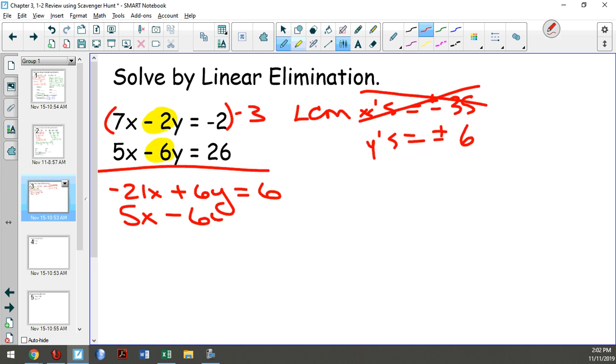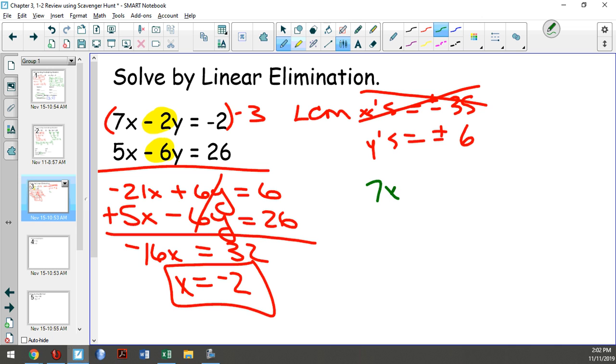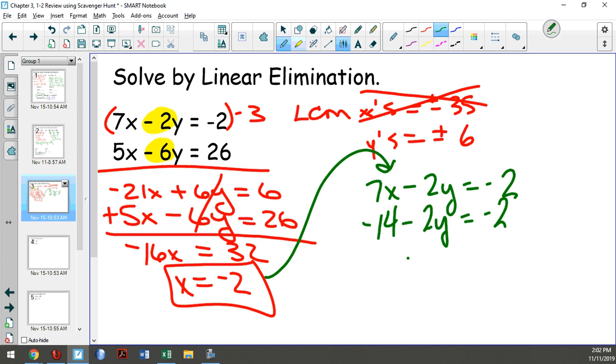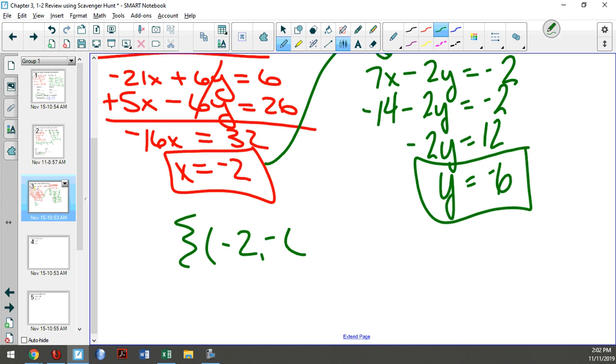Drop down the bottom equation, not changing it, and simply add straight down. Negative 16x is equal to 32, so x is equal to negative 2. So after I find x, how do I find y? Plug it into any of the equations. So I'm going to have 7x minus 2y is equal to negative 2. I'm going to go ahead and plug this in. That gives me a negative 14 minus 2y is equal to negative 2. Negative 2y is equal to 12, so y is equal to negative 6. So what is my POI? The point negative 2, negative 6.